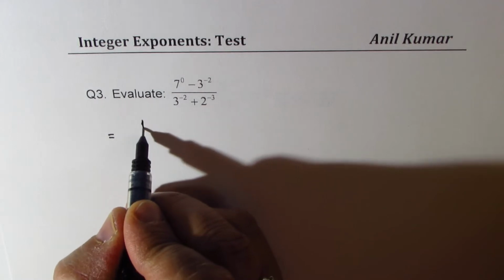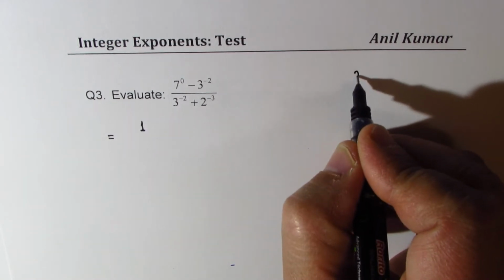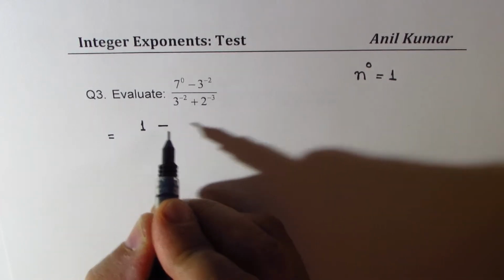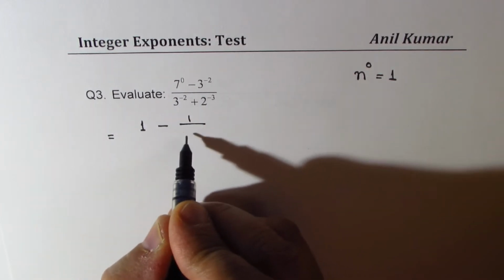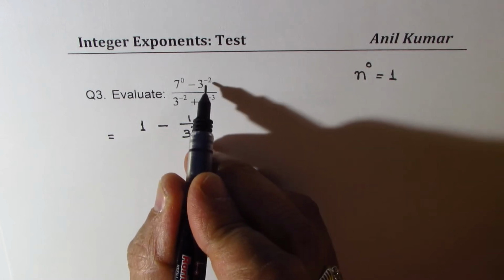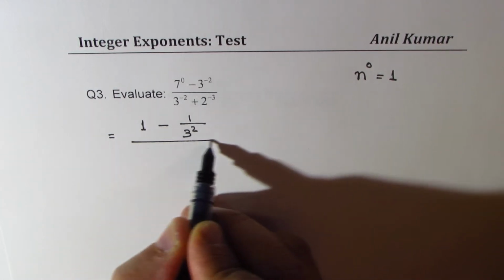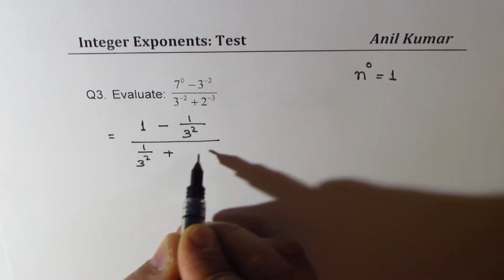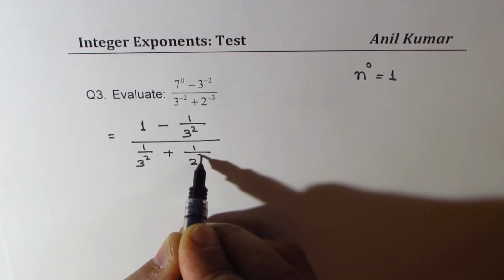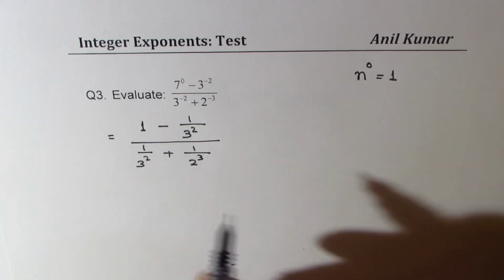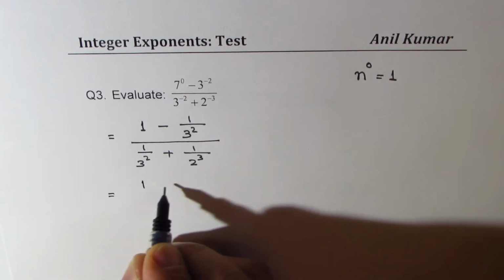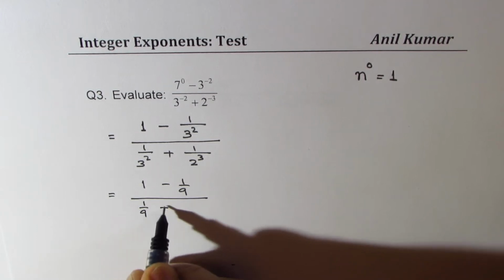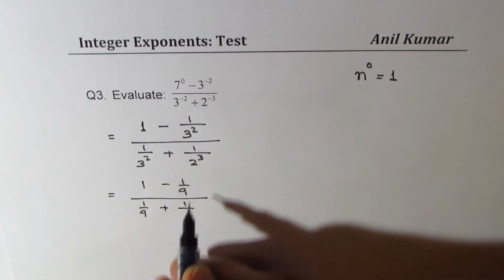7 to the power of 0 is just 1, right? Remember, anything to the power of 0 is just 1. Then we have minus 1 over 3 square. So this is because of minus 2. It becomes reciprocal. Here we have 1 over 3 square plus 1 over 2 cube. Right? Now this could be written as 1 minus 1 over 9 over 1 over 9 plus 1 over 2 cube, which is 8.